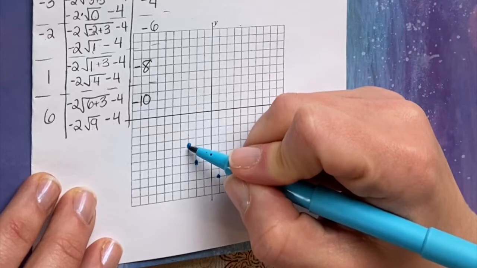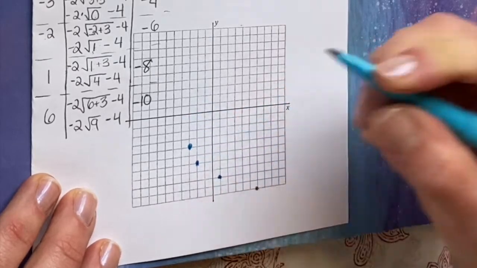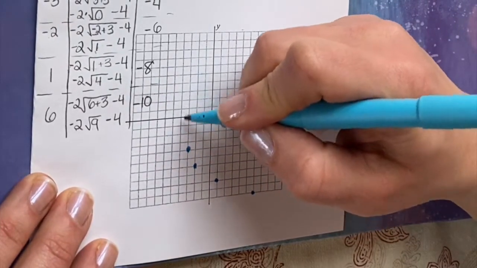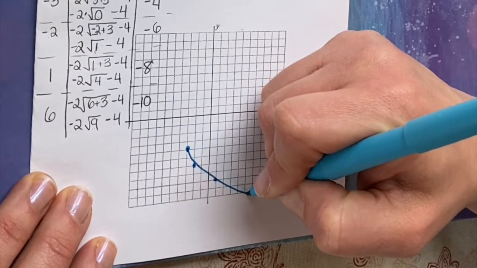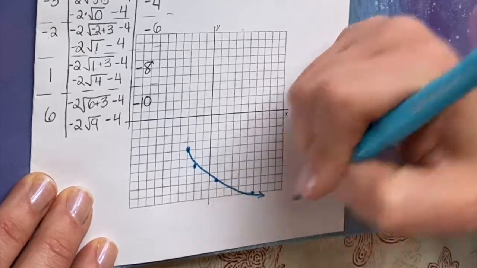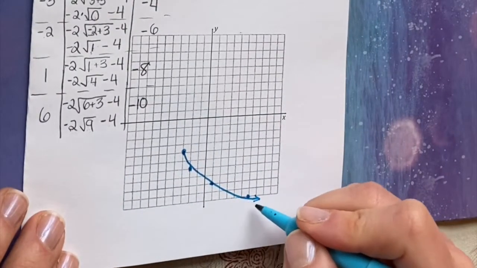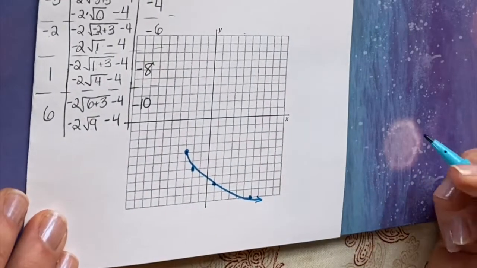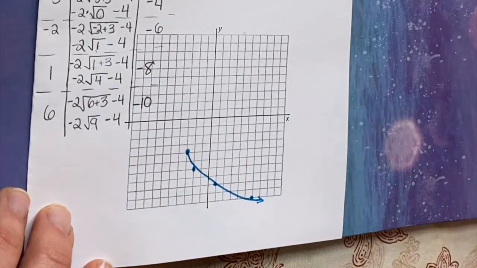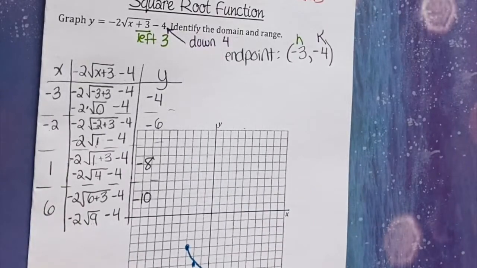Remember, this is your endpoint. We are not going past your endpoint. Please do not draw an arrow in this direction. We are going to connect these points going down, and it's going to continue down forever in this direction. Now, this is going to affect your domain and range, and that will be the next thing that we talk about.